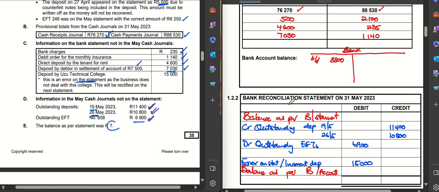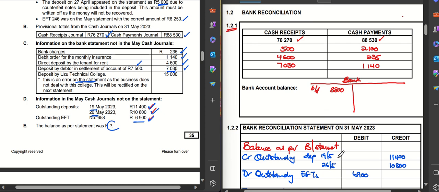I don't see anything. We must calculate that balance then. So we start adding up using calculators. So I'm going to come here and I'm going to say now, how much is the total of my cash receipts? I have to add the 76,270, plus 500, plus 4.6, plus 7,030. That gives me 88,400. So I'll come here, total receipts, 88,400. Then I'll come here, it's 88,530 plus 2.1 plus 235 plus 1,140. That gives me 92,005.